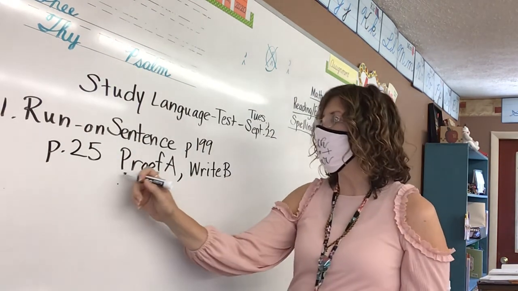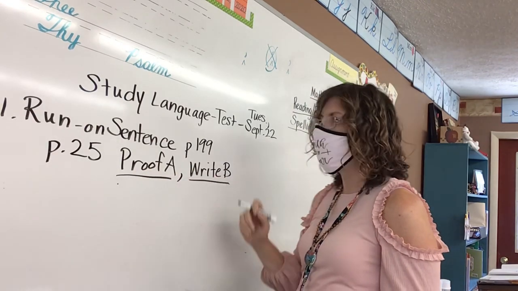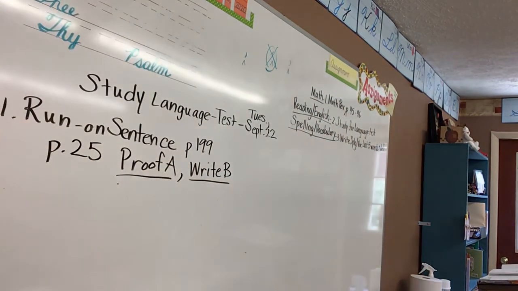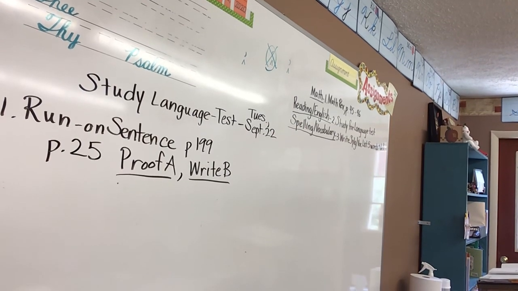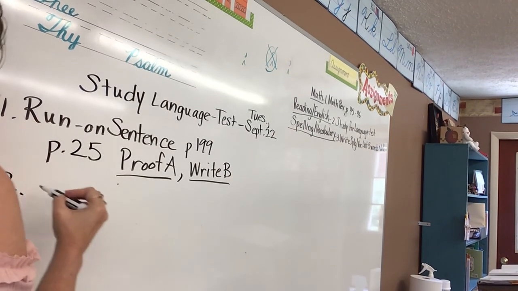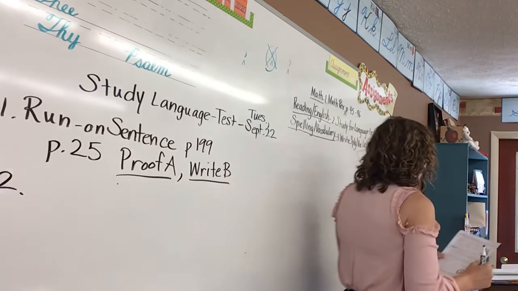All right, so there's 2 ways, proof A way and write B way. Those are the 2 ways to fix run-on sentences. You've already done them. We did them together, so you should have them right if you were listening. Correct? All right.